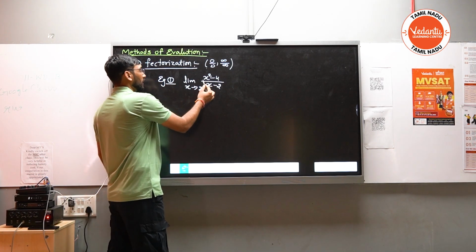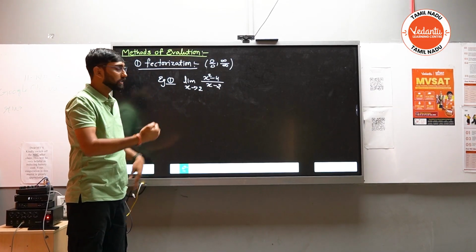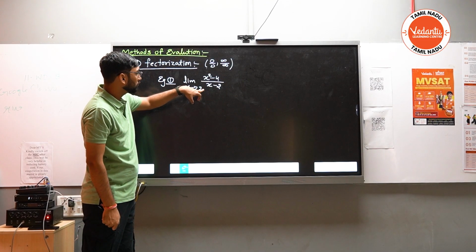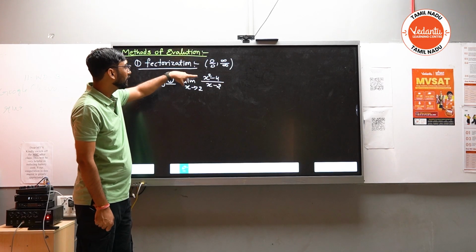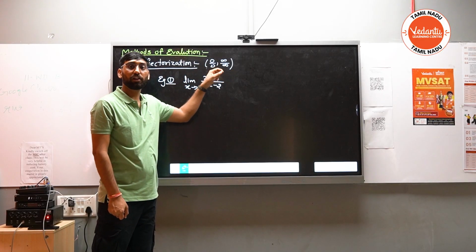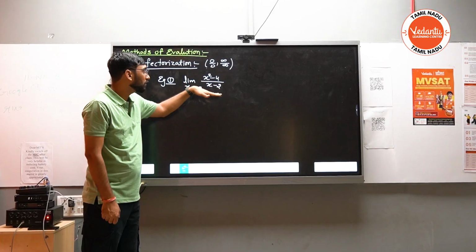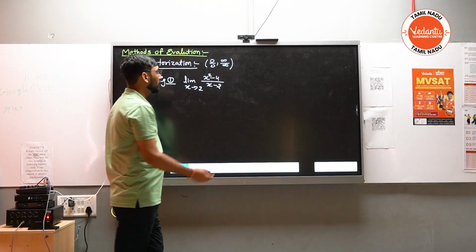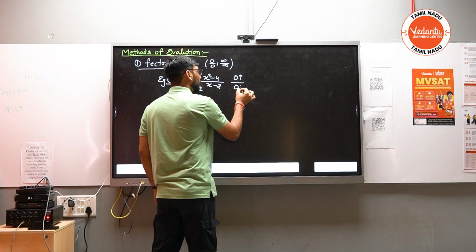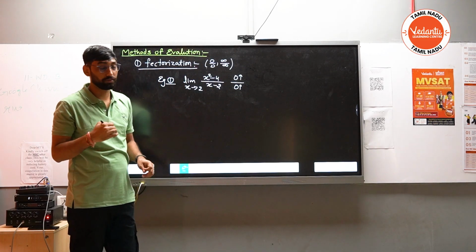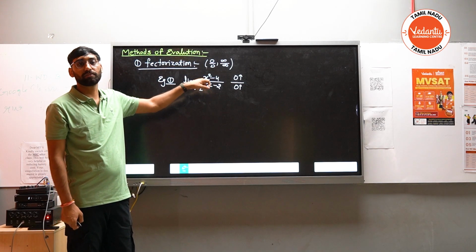Now here closely see what is happening. X is going towards 2, x square minus 4 upon x minus 2. If x approaches 2, this x minus 2 will go towards 0. Similarly, this x square minus 4 will also go towards 0. It means the numerator wants to go towards 0 and the denominator also wants to go towards 0. So clearly we can see that this form is nothing but an indeterminate form.